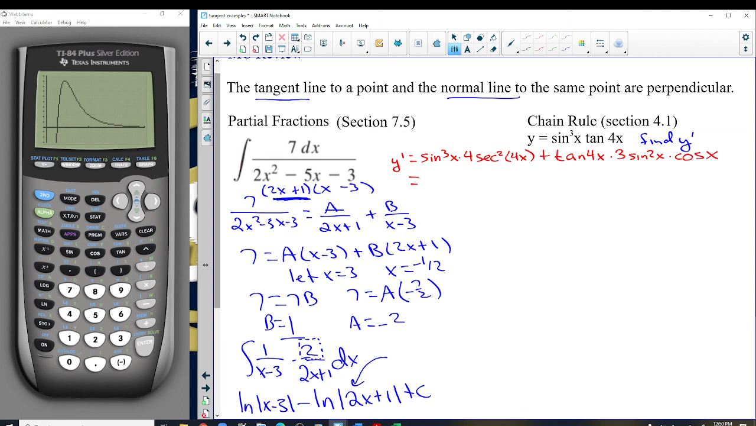And there's really not a whole lot to clean up. You could put the constants out front if you want. So this could be a possibility for like a multiple choice answer. Maybe 3, maybe sine squared, cosine, and maybe tangent, something like that.